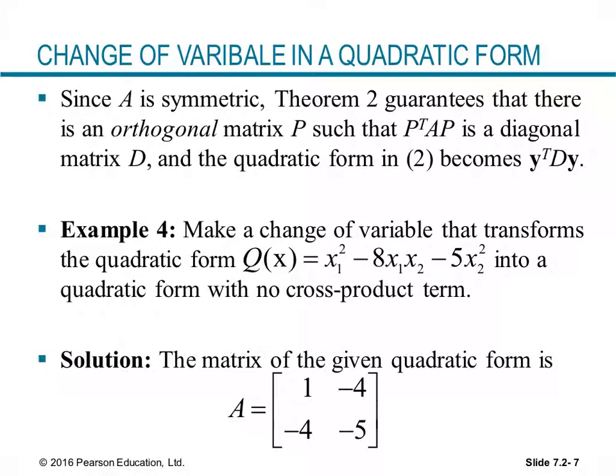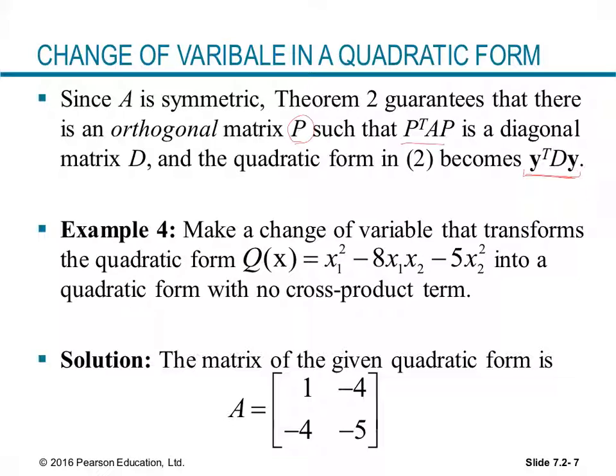Since A is symmetric, theorem 2 in the previous section guarantees that we can find some orthogonal matrix P such that P transpose AP becomes a diagonal matrix. Then the quadratic form in the previous slide can be written as y transpose Dy, and since D is a diagonal matrix, this quadratic form in the y variable does not have the cross product term.